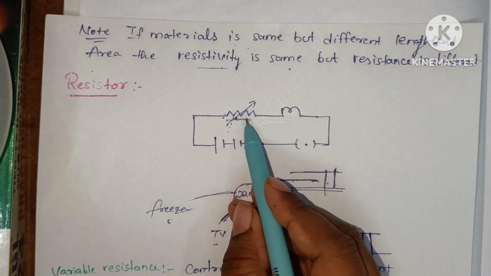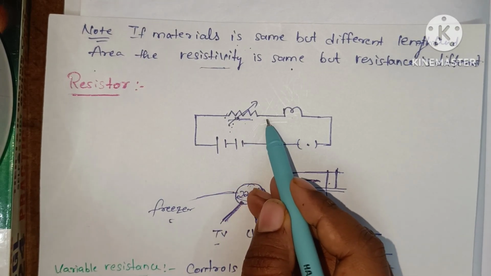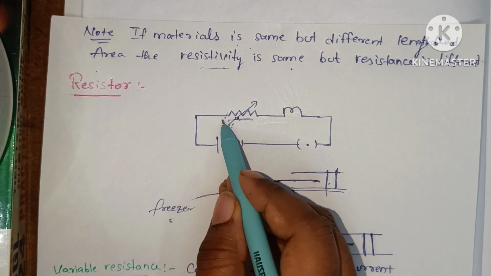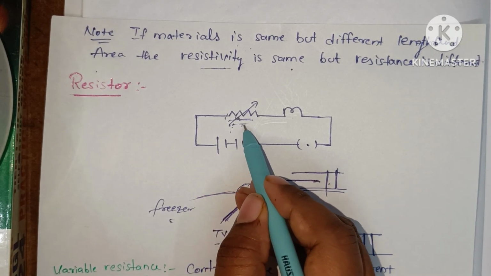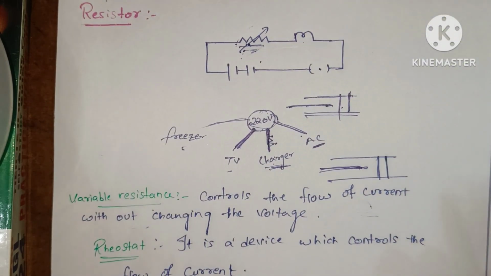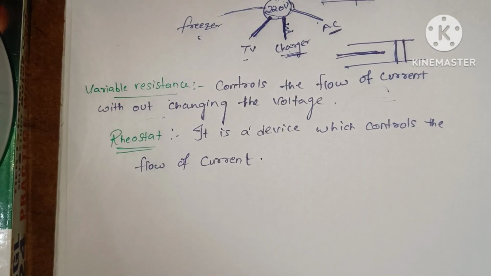So by adding a rheostat, if you want more current to flow, what will you do? You will decrease the resistance. If you want less current, then what will you do? You can increase the resistance. So this device is helpful to increase or decrease the resistance. Understood?